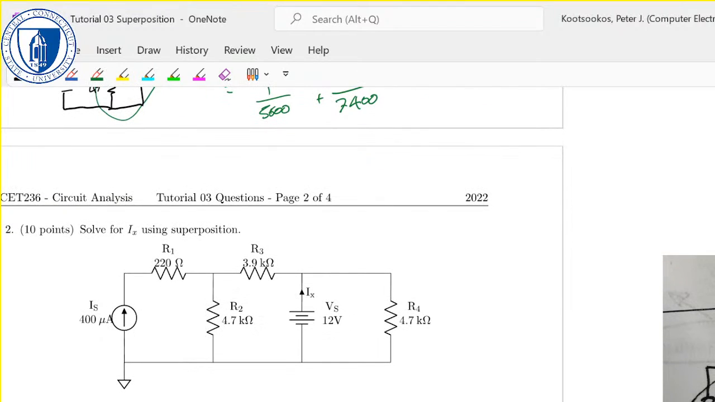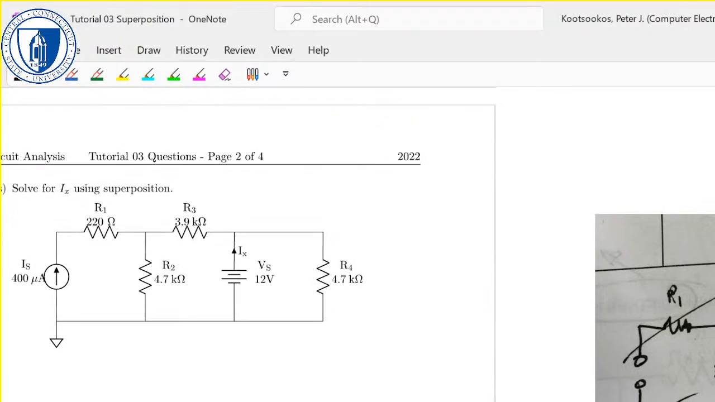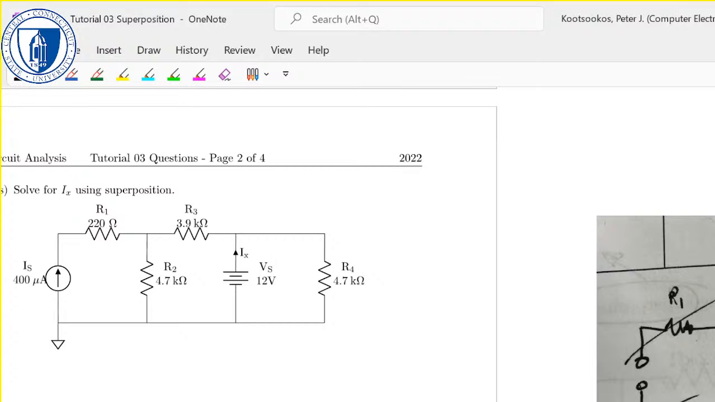Okay, so here's the first look at it. Right, we've got the voltage source kept, and we've replaced the current source with its ideal, which is an open circuit, and therefore we can scratch anything to do with R1.